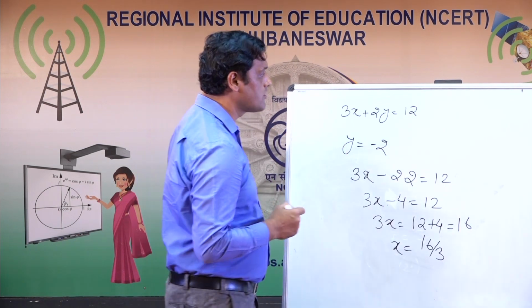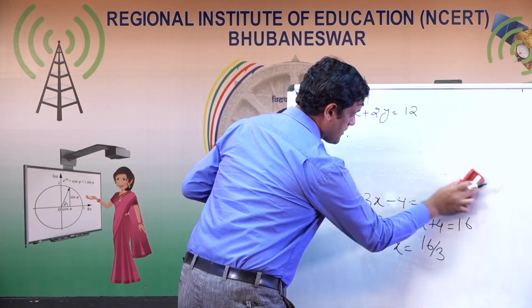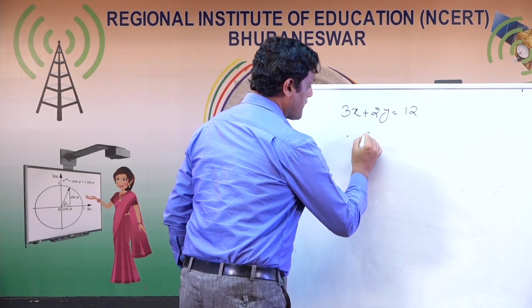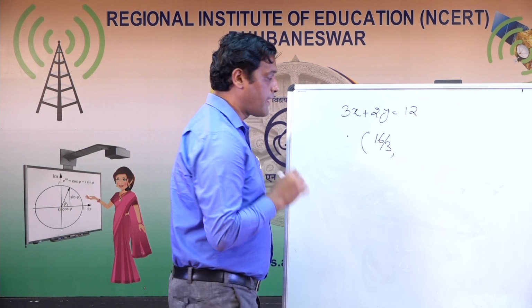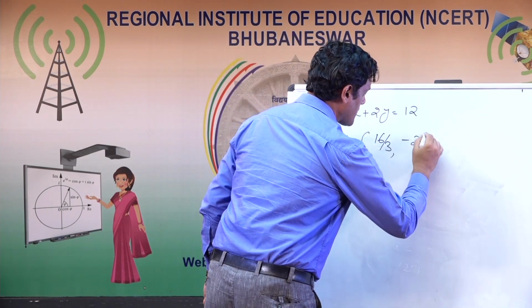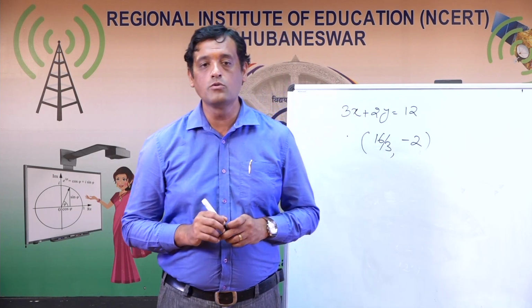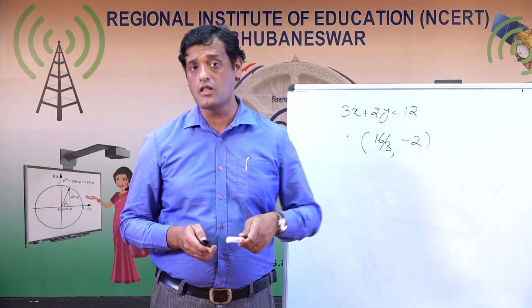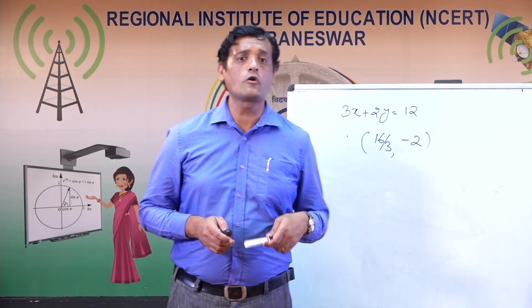So how to write down the solution? We just write down the first value of x, that is 16 by 3, and the another value of y, that is -2. So 16 by 3 comma -2 is another solution. So that is the beauty of the solutions. Many solutions. Now let's go with the conclusion.